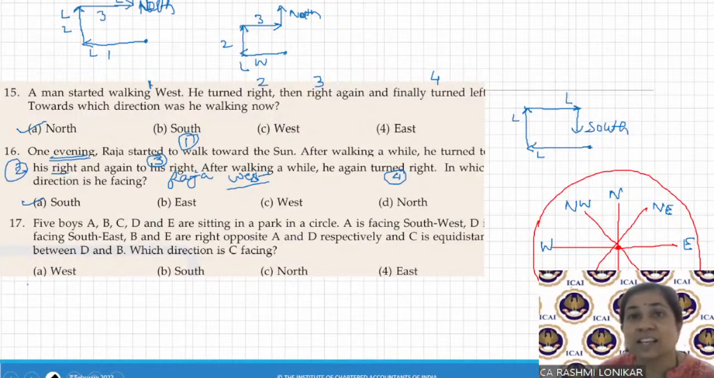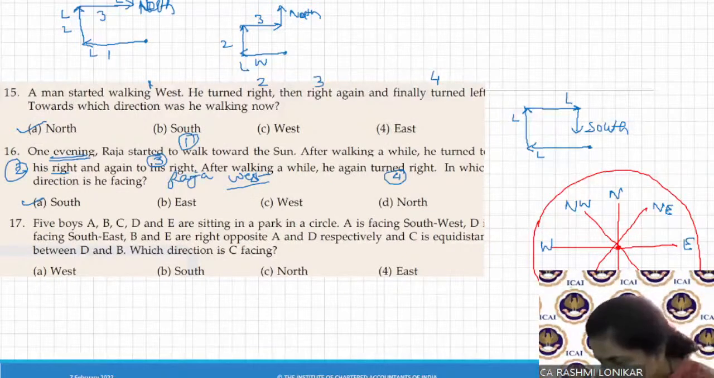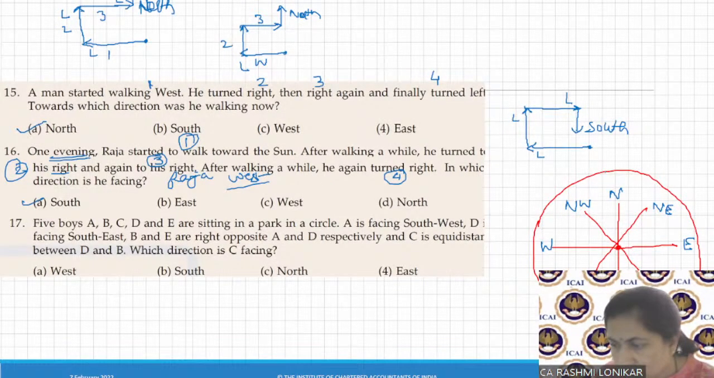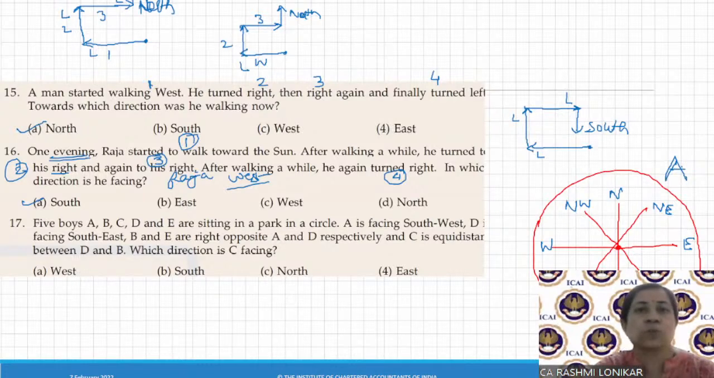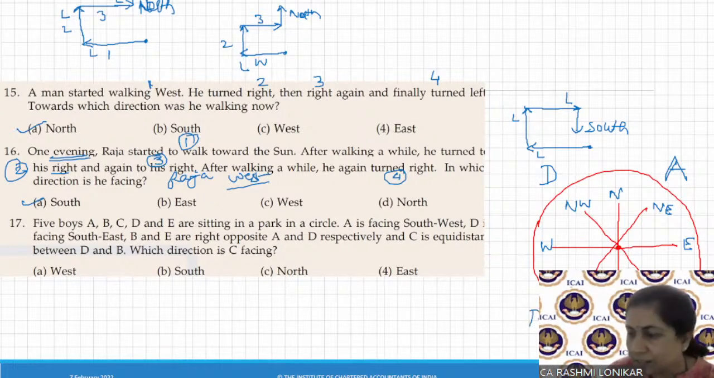A is facing southwest. Where is southwest? Here. This is southwest. A is facing southwest. So A should be here. Because he's looking towards the southwest. D is facing southeast. So here you will have D. B and E are opposite A and D. B is opposite A, so B will be here. And E is opposite D, so E will be here.